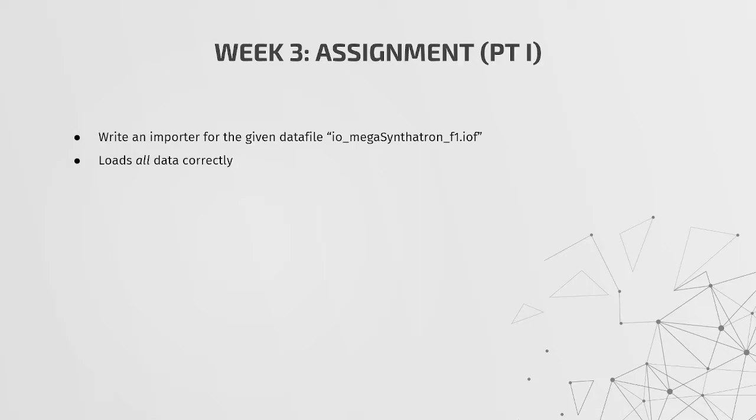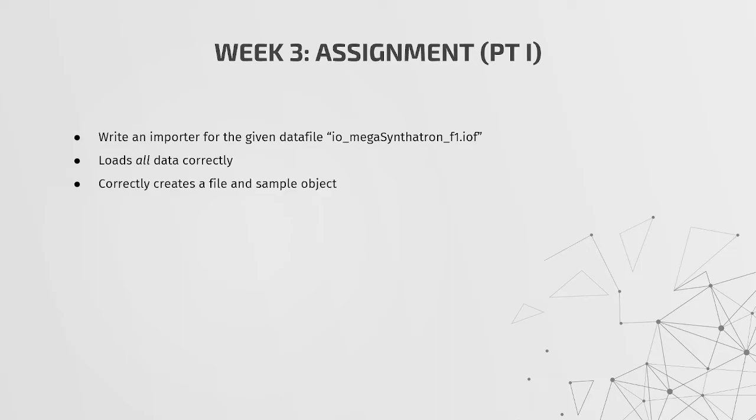This is just the first part. There'll also be a smaller second part to do, but basically you're going to write an importer for this brand new file type, which is from the IO Mega Synchrotron file. It has an extension of .iof. So this is the example data file for the assignment that you can download from the main course page. And to know if you're successful in your assignment, you will have written an importer that loads all of the data correctly. And by correctly, I mean it hasn't chopped any of the data off, it's labeled correctly, it has the associated metadata that you need to have with each channel.